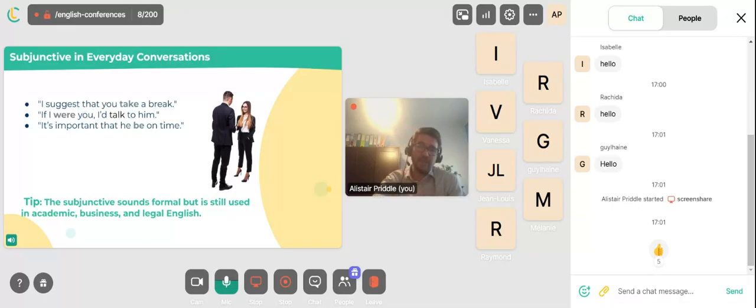Okay, we have another tip at this moment in the lesson. The subjunctive sounds formal, but is still used in academic, business, and legal English.